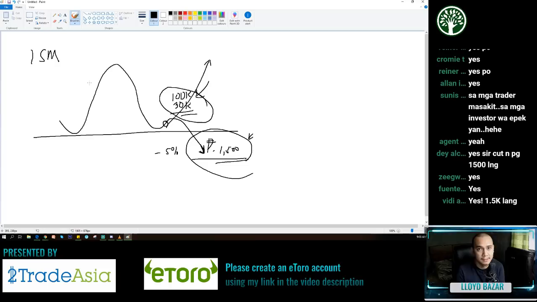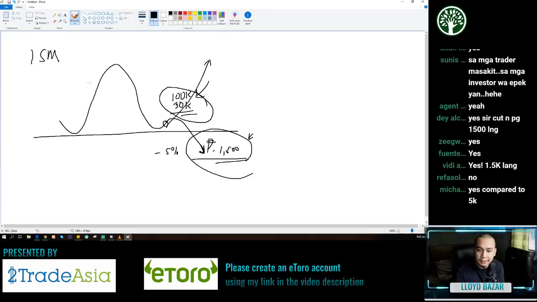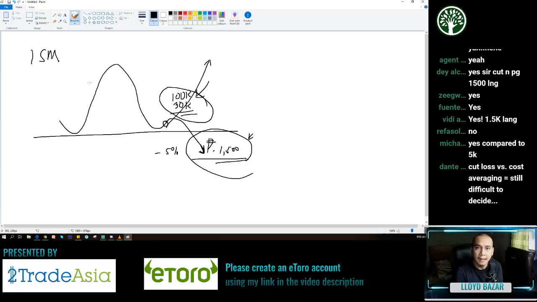Maliit lang po muna ang pera ang i-trade ninyo, until to a point na kaya niyo na yung intensity ng emotion. Sa tingin niyo, after a month, uy, nafa-follow ko ang system ko. I am able to cut loss 1,500 consistently. Let's try, double natin yung pera. Gawin mong 60,000 next month. Wait, let's see kung kaya ko ba ma-follow ulit ang system ko.